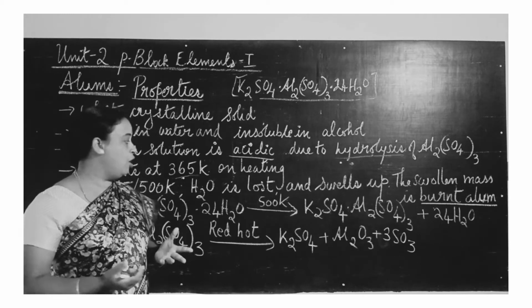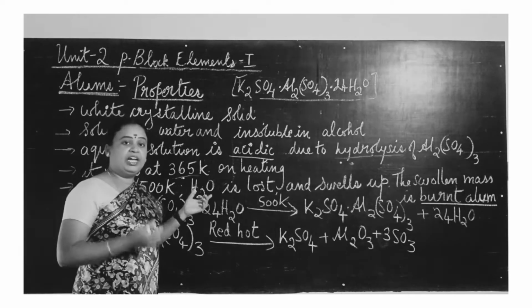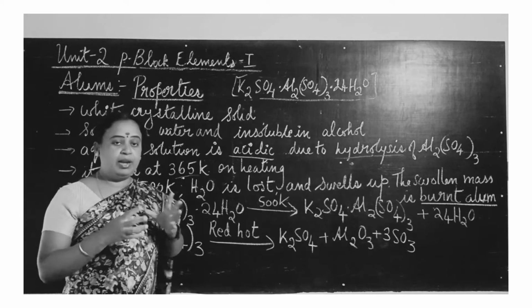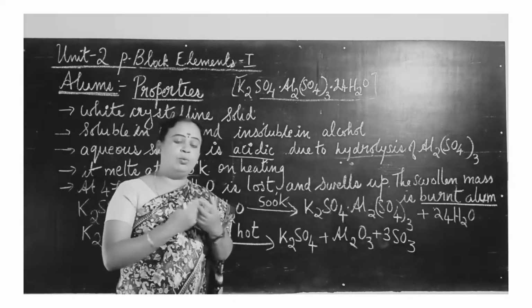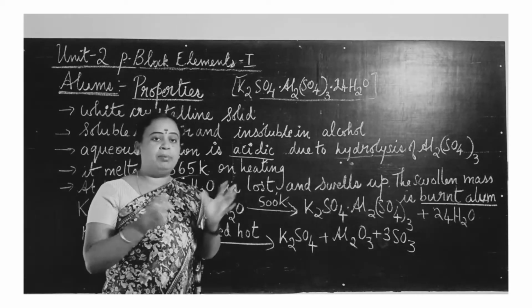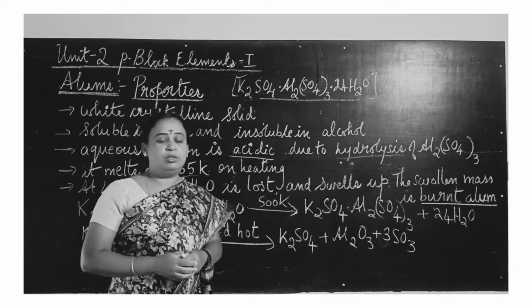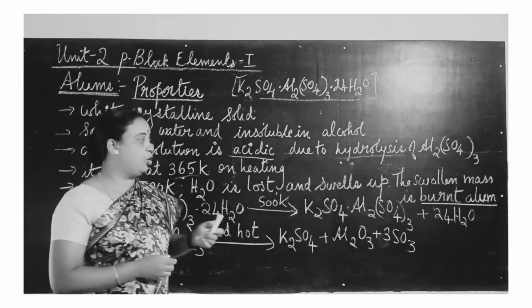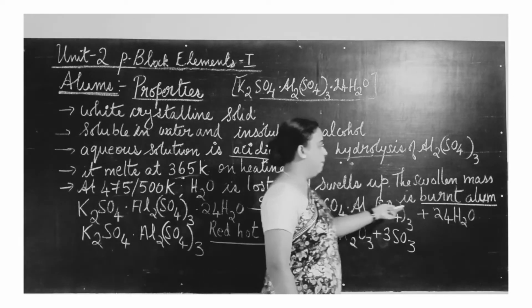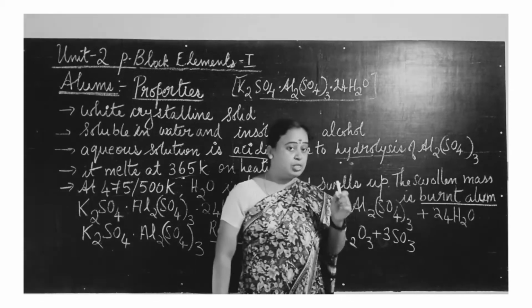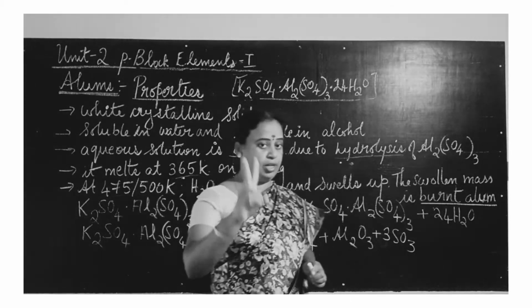So how is it lost? This alum will swell up. It will swell up by losing all the water molecules. Its mass increases. It becomes a bigger size in mass. So that swollen mass is called burnt alum. So this burnt alum is another important 2-mark question.